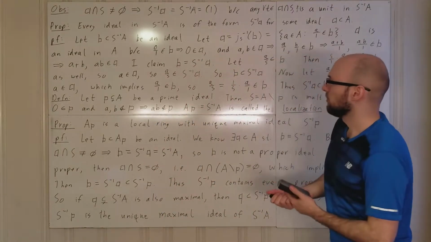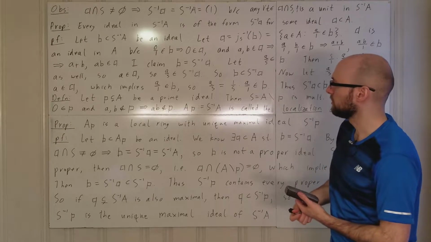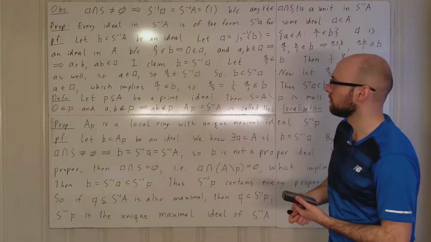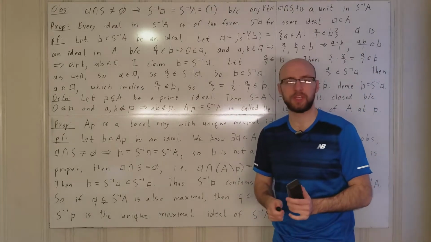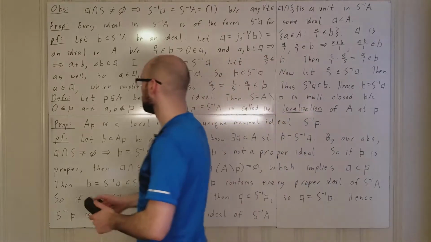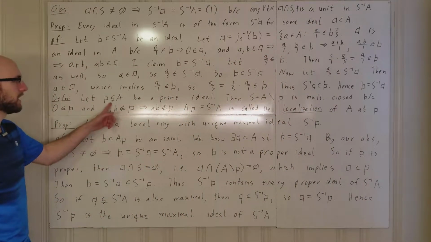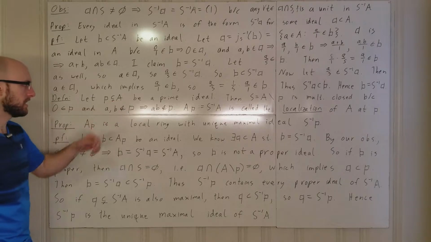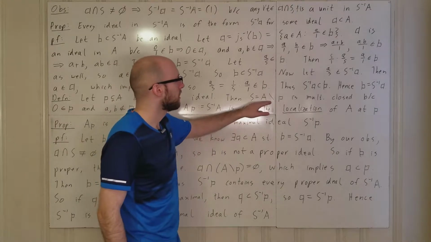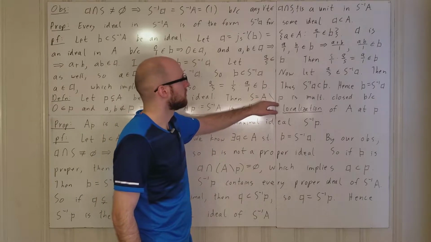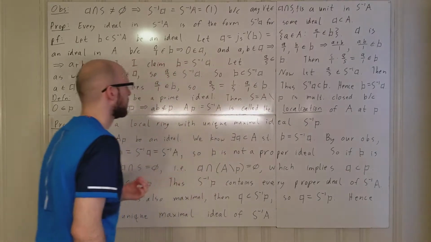Okay, let's talk about localization. This is probably the most useful part about this whole rings of fractions topic. Localization comes up a lot. So suppose we have a proper prime ideal P in a ring A, and we take our multiplicatively closed set S to be just A, excluding all the elements in P.